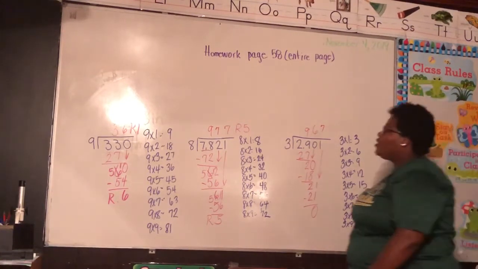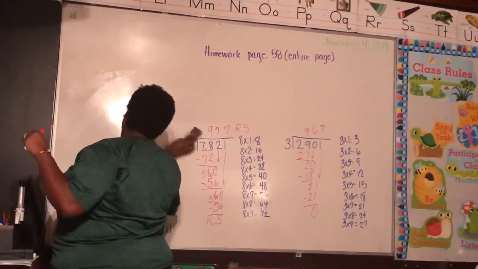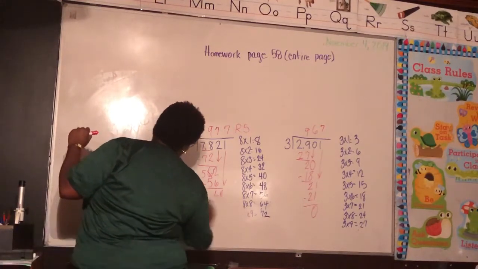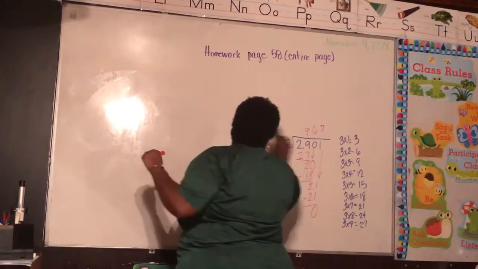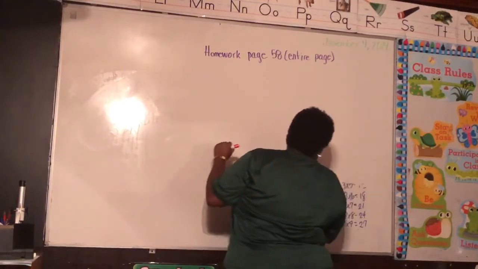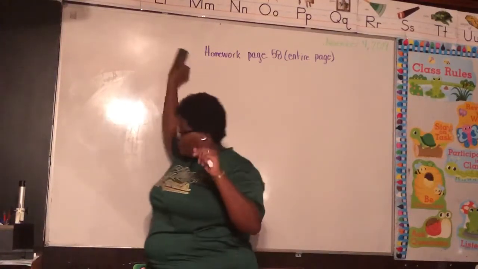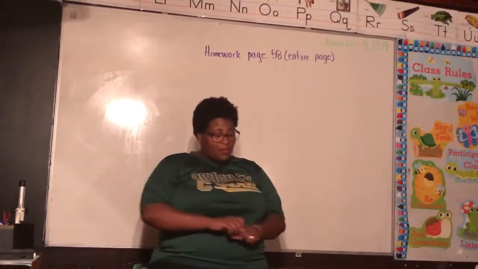Okay, moving on. Our next part is averaging. Again, this is review. This is stuff that we did before. That means you should know how to do it. We've done this plenty of times. Okay, I'm going to write the problems down.